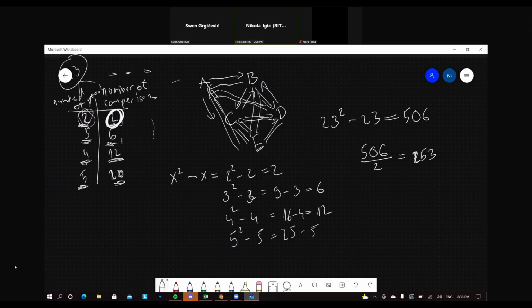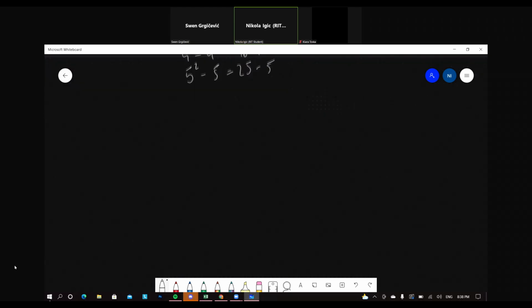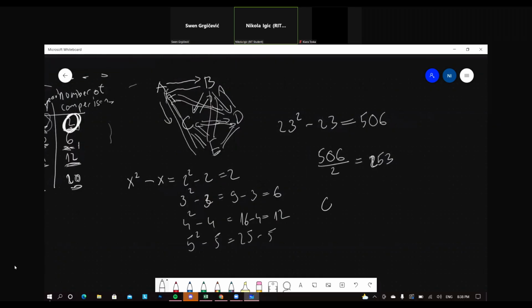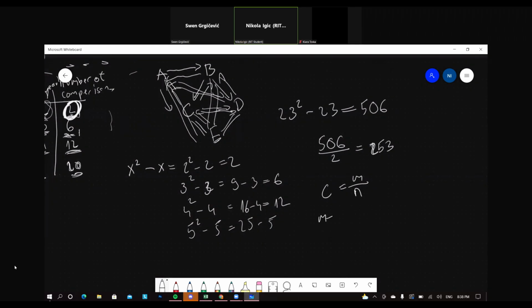Chances are calculated like M over N, where N is the total number of cases, which is going to be 365 because that's how many days there are in a year.